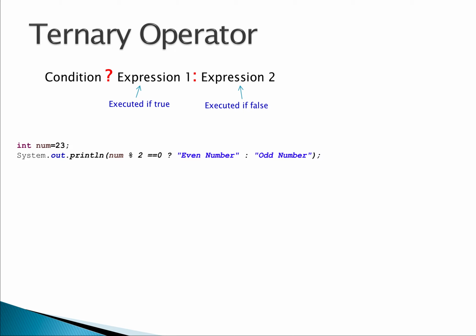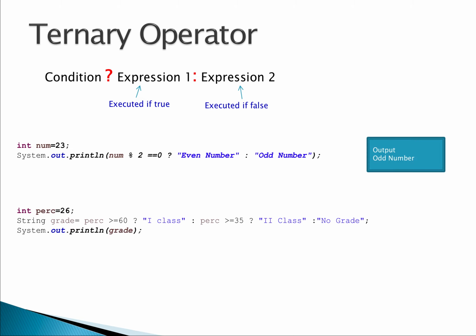Since the condition is false, it is going to execute the expression after the colon. Instead of executing the expression after the question mark, it is going to execute after the colon because the condition is false here. Suppose you put in number equal to 24 and execute the same code, then it is going to print even number. In this case, it is going to print odd number.